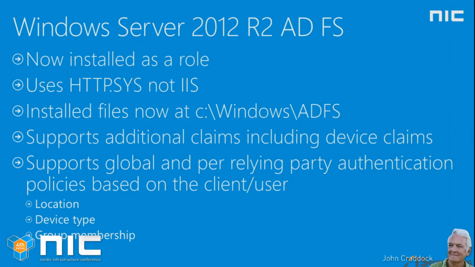It supports additional claims, including device claims. So now, if you came to the session yesterday, you can do things like workplace join, do device authentication, and then we can base our authorization decisions on things about the device. So, you know, if it's an iPad, deny access. If it's a Windows device, allow access. So you can make those sorts of decisions now.